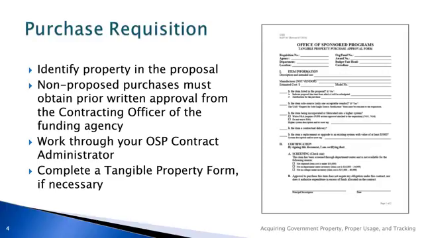When a purchase was not identified during the proposal stage, the requester must obtain prior written approval from the contracting officer of the funding agency before the purchase requisition can be processed. Your contract administrator in the Office of Sponsored Programs can facilitate these actions and assist with obtaining the appropriate approvals.